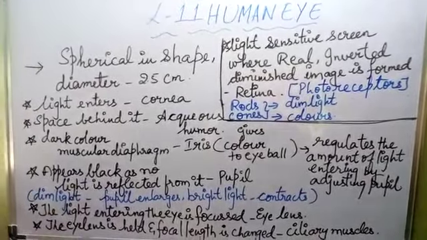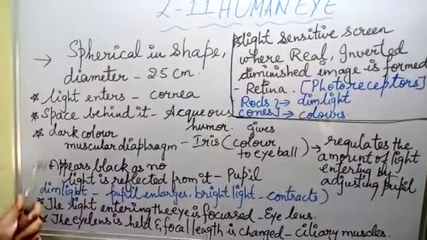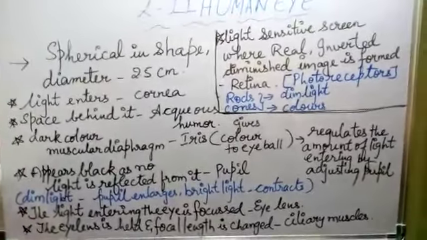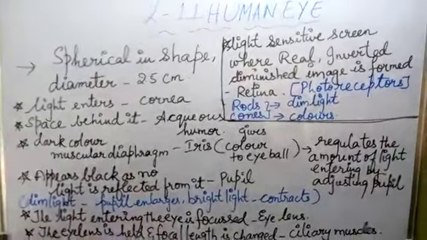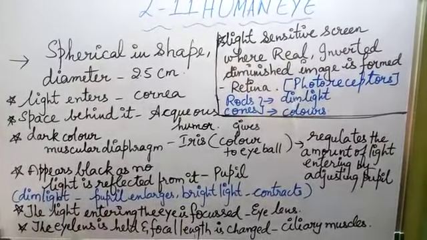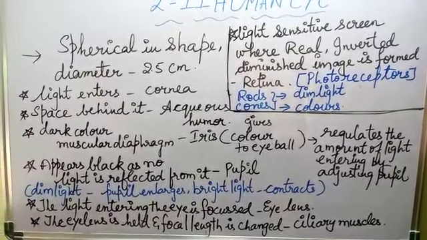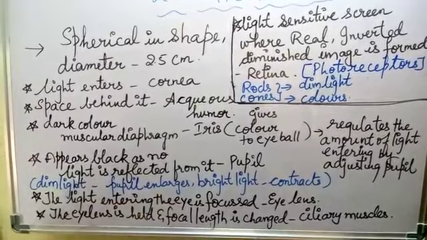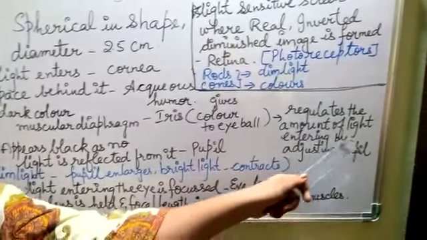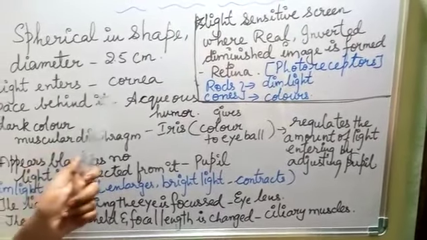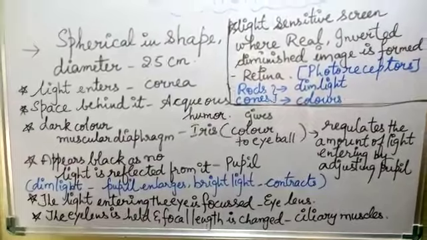And after the cornea, we have a dark colored muscular diaphragm. This is called the iris. This iris gives color to the eyeball. You might have seen different people having different colored eyes. That is because of the iris. And this iris regulates the amount of light entering by adjusting the pupil. So, the first part is cornea, the second part is iris.